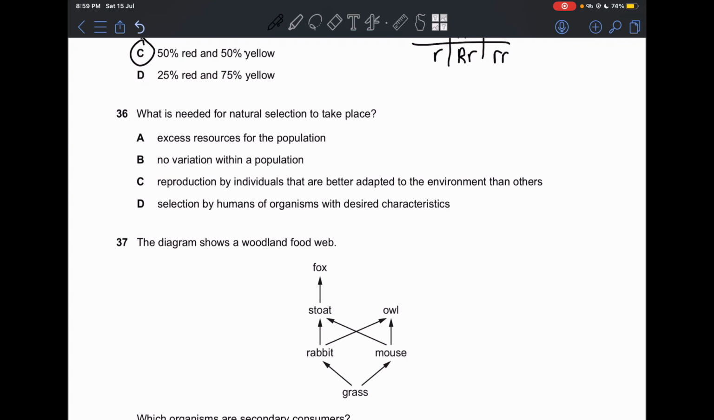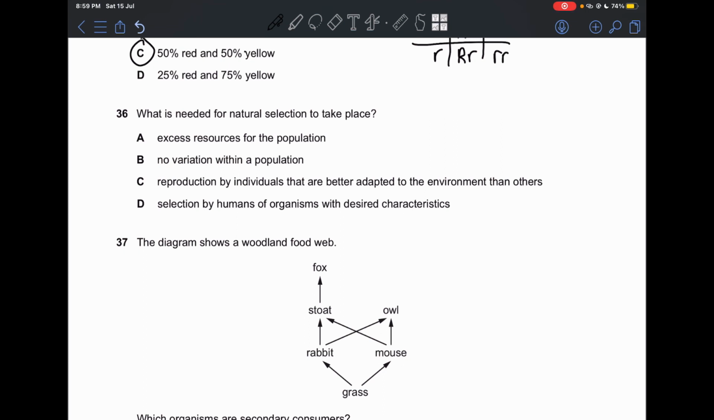36. What is needed for natural selection to take place? A says excess resources for the population. Now, this is not something that would cause natural selection to take place because the environment is better adapted for these organisms already. So they do not need to change themselves. B says no variation within a population. Again, this is not a cause for natural selection.